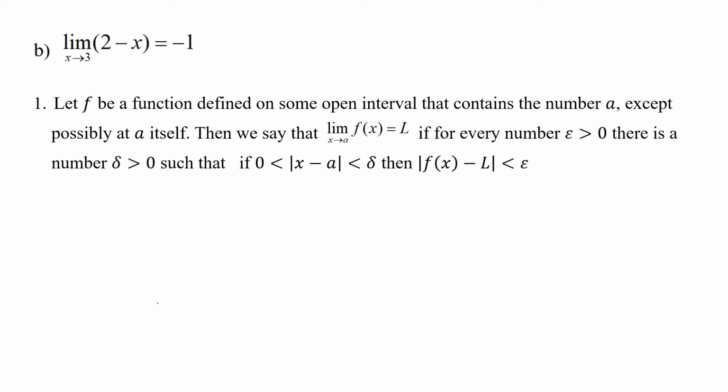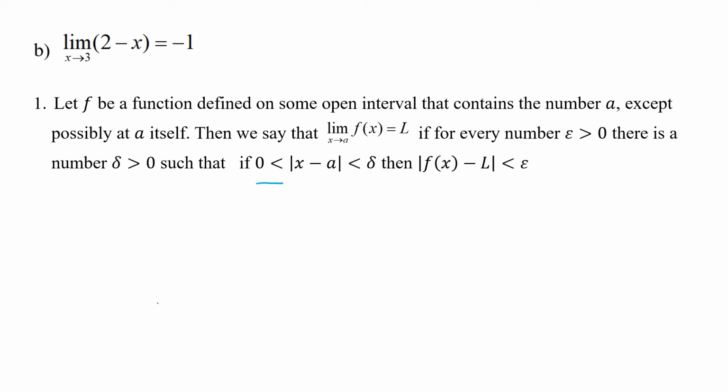So let f be a function defined on some open interval that contains the number a, except possibly at a itself. Then we say that the limit as x approaches a of f of x is equal to L if for every number epsilon greater than 0, there's a number delta greater than 0, such that if 0 is less than the absolute value of the quantity x minus a is less than delta, then the absolute value of the quantity f of x minus L is less than epsilon.